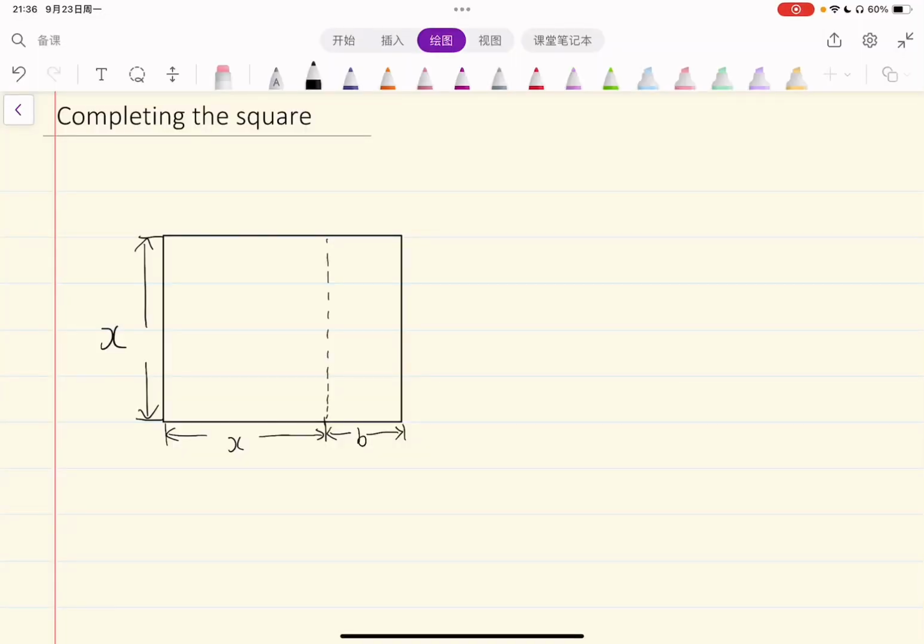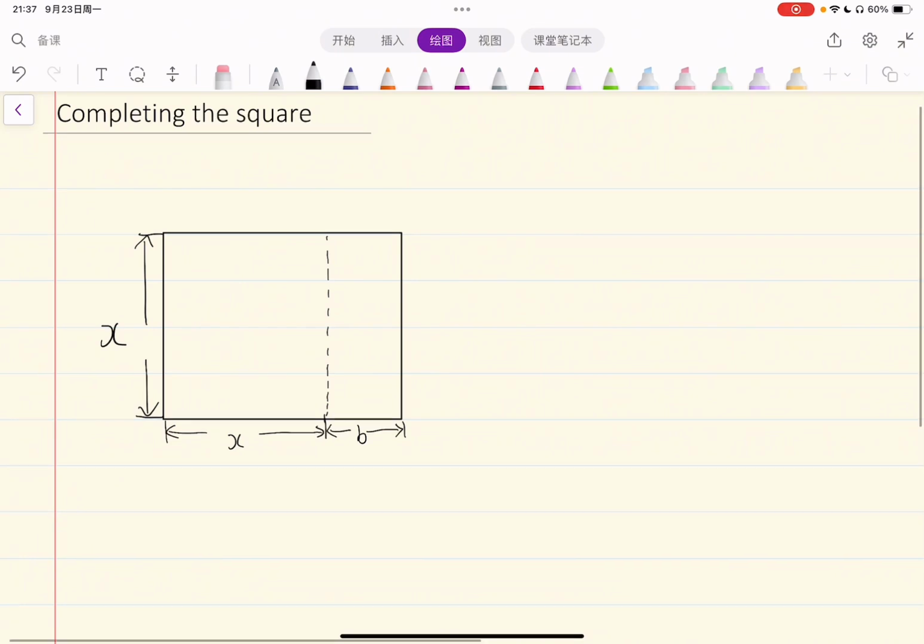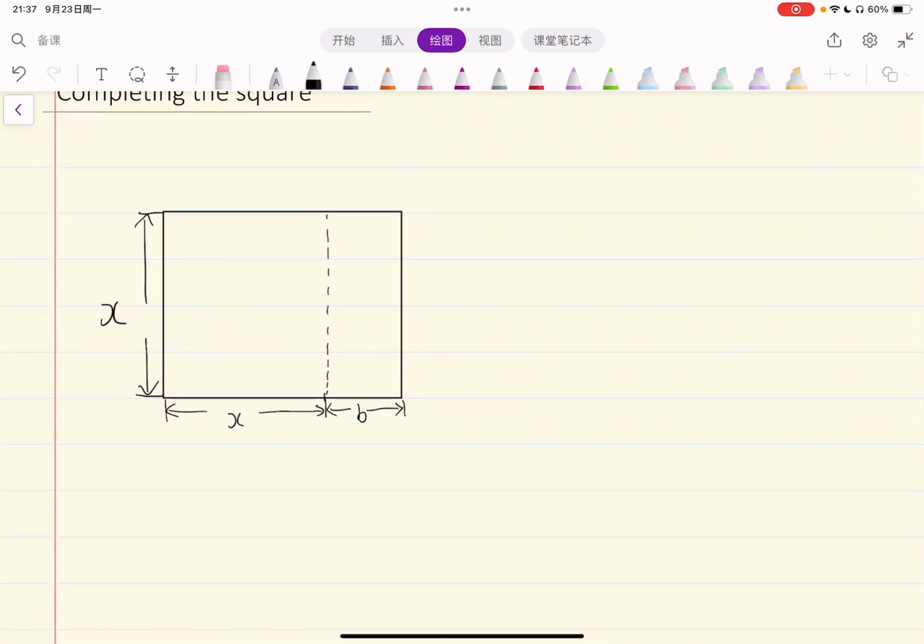Hello everyone, in this video we are going to learn about completing the square. As you can see in the paper, there is a rectangle over here. It has width x and length x plus b. We can get the area of this rectangle, which is x times x plus b, equal to x squared plus bx.